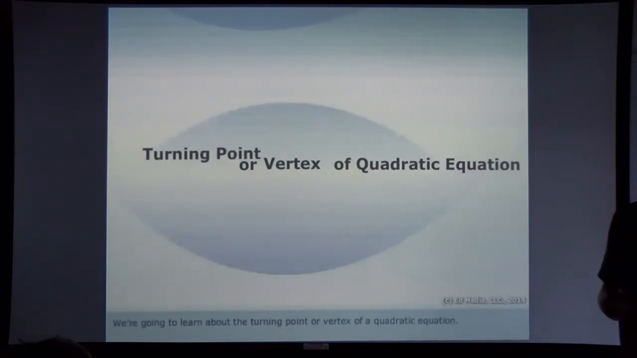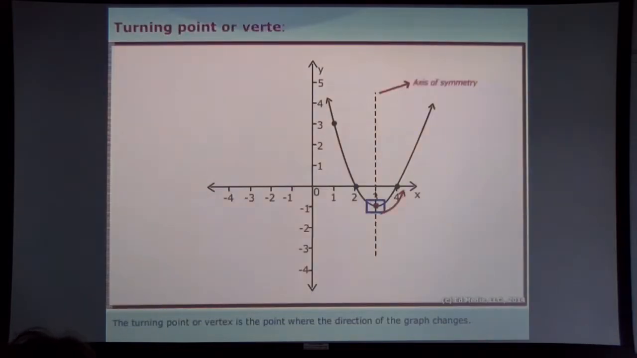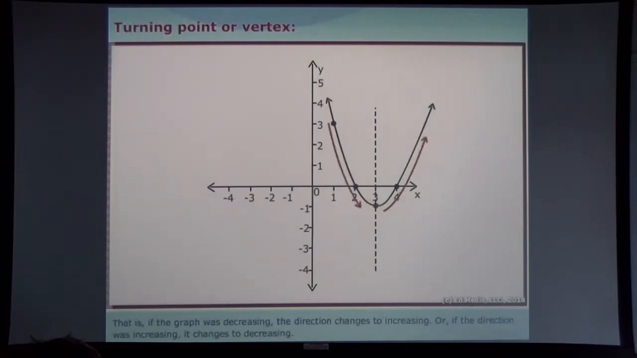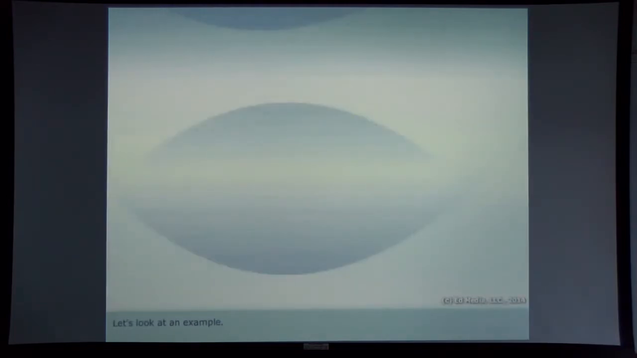We're going to learn about the turning point or vertex of a quadratic equation. The turning point or vertex is the point where the direction of the graph changes. That is, if the graph was decreasing, the direction changes to increasing. Or, if the direction was increasing, it changes to decreasing. Let's look at an example.